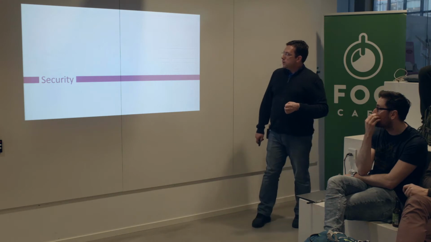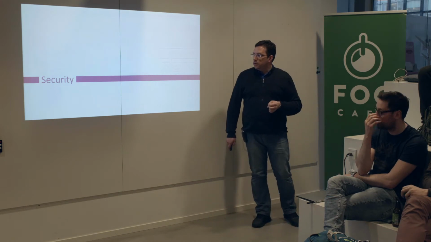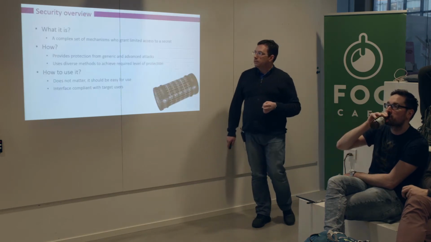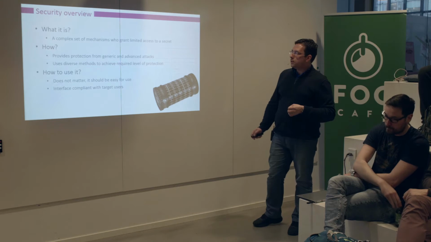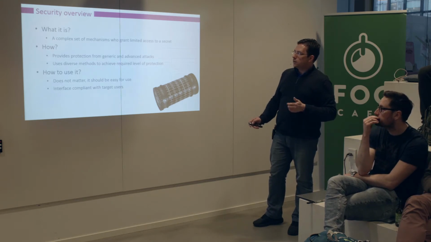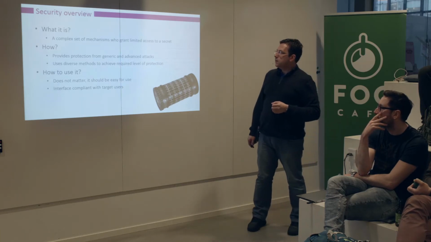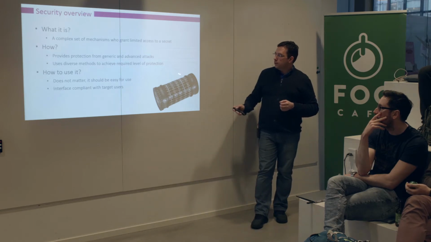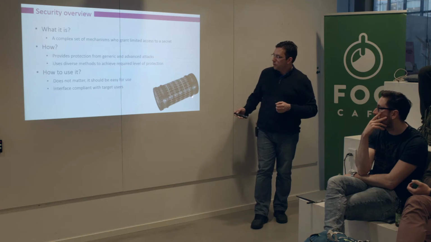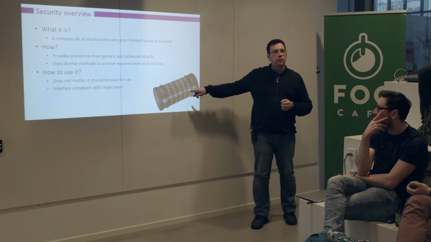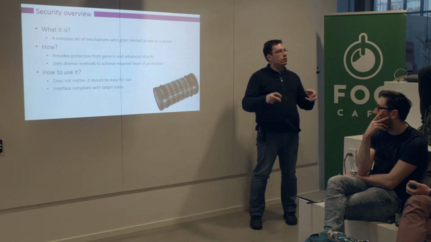Okay, so let's speak a little bit more about security. What does it mean as a principle, or how might security be implemented in digital systems? So the basic question is what security is, or what the security mechanisms are. It is a set of complex mechanisms which grant limited access to a secret. One of the oldest devices is the cryptobox, in which you have to put in a correct order of letters and then you will gain access to the secret inside.